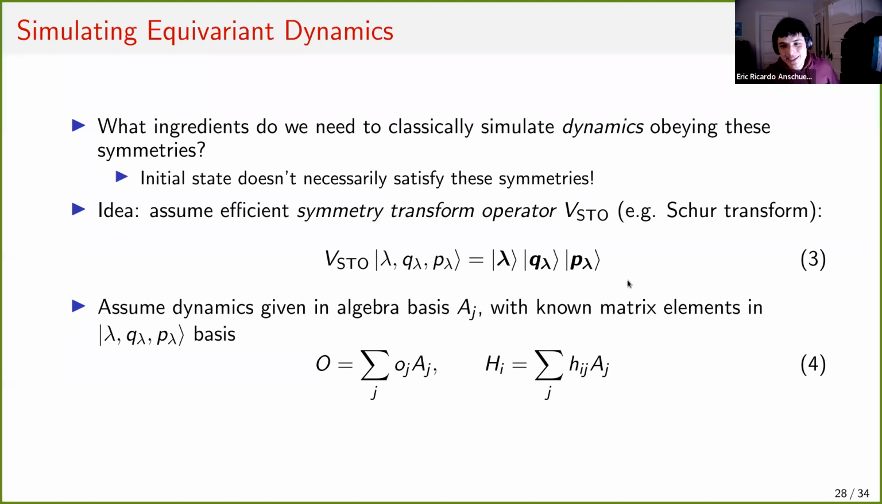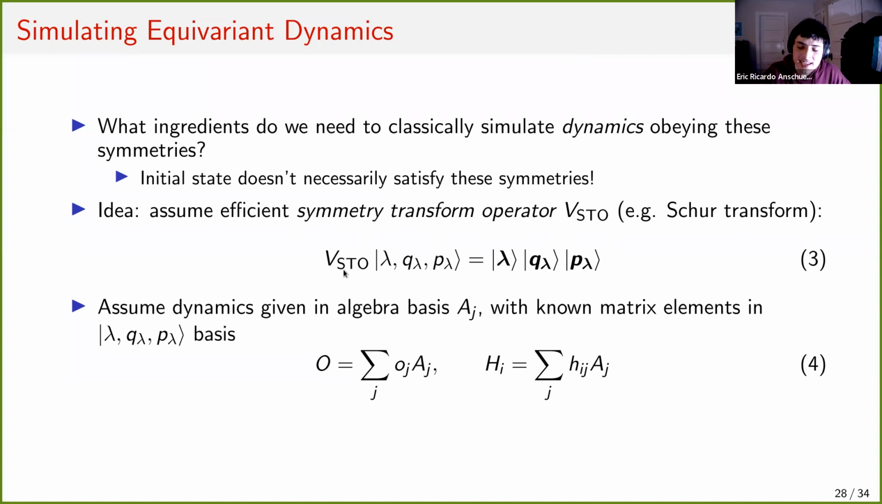And so that's maybe a bit of a warm up, but we can also talk about simulating these QML model dynamics. And there, something that's interesting is we don't need, just like the quantum model, we don't need that the initial state satisfies these symmetries. The initial state can be arbitrary.